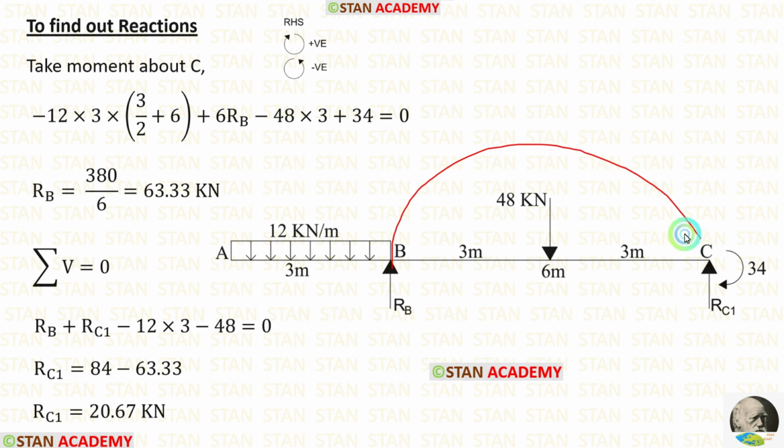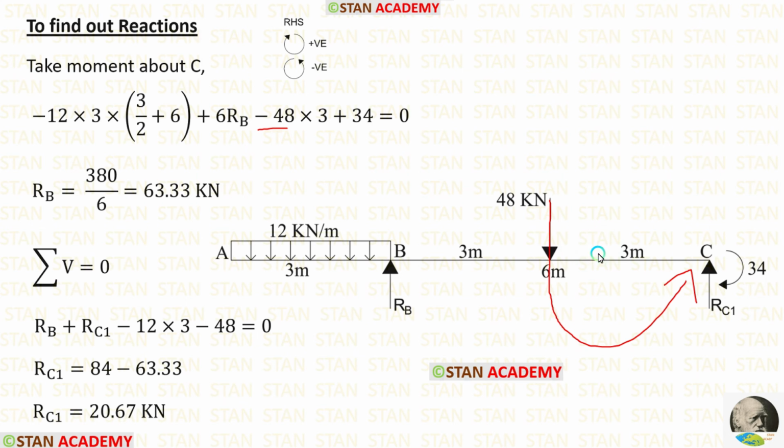RB is acting towards the point C in the clockwise direction, so it will be positive and the distance is 6. So 6 RB. The point load 48 kN is acting towards the point C in the anticlockwise direction, so it will be negative and the distance is 3. Then we have a moment. This moment is acting in the clockwise direction, so it will be positive. After the calculations, we are getting RB, which is equal to 63.33 kN.